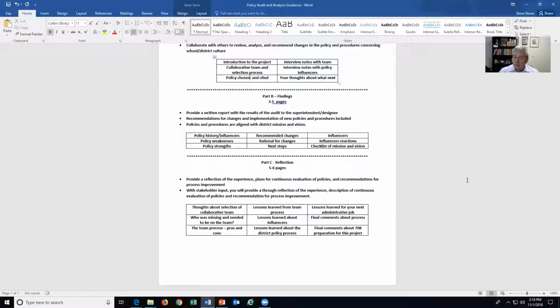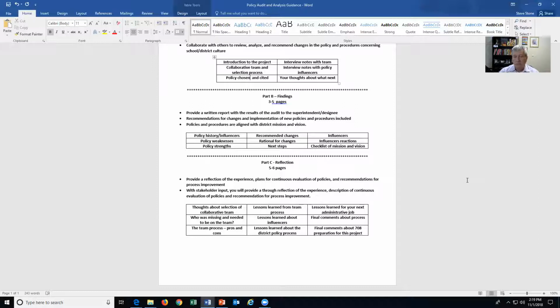Now the last 3 paragraphs should really be a reflection on what it means to you. Lessons learned for your next administrative job. If you're going to be the next superintendent, if you're going to be the next director of curriculum, then what have you learned about this whole process in A, B, and C about what you need to be more prepared for that next administrative job?